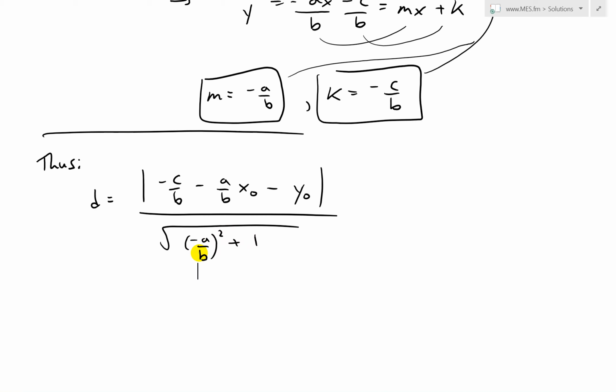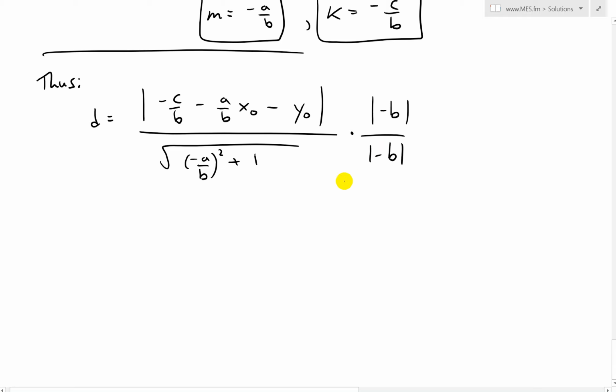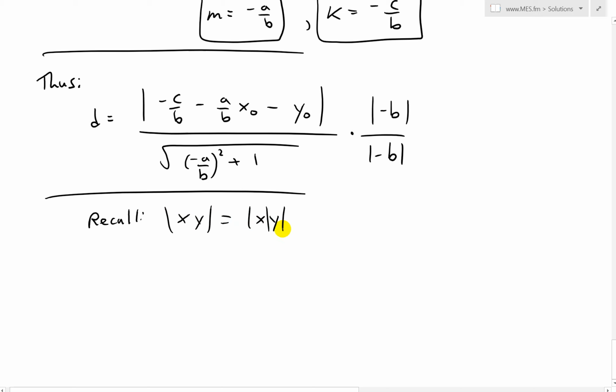And now what I'm going to do here is multiply both sides by, well, we want to get rid of this b, but also negative. I'm just going to put a negative absolute value of negative b over negative b like this. We're not changing anything. Again, this just means we're taking the absolute value of it. Recall that if you had x times y, the absolute value of it just equals the absolute value of x times the absolute value of y, like this. So in other words, we can just combine that inside.